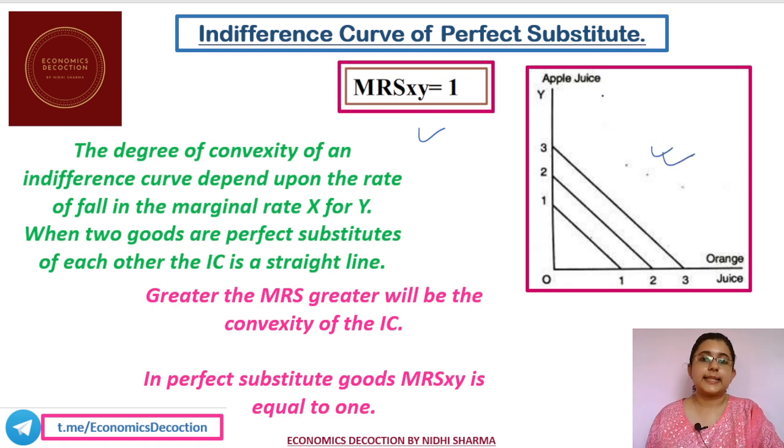You can definitely say that apple juice is a substitute of orange juice. So since apple juice and orange juice both are substitute goods, so the indifference curve is a downward sloping straight line. So greater the MRS, that means greater would be the marginal rate of substitution, greater would be the convexity of the indifference curve. Please remember, it's a very important concept. So in perfect substitute goods, MRS, that means marginal rate of substitution between X and Y, which are substitute goods, is equal to 1. Fine?